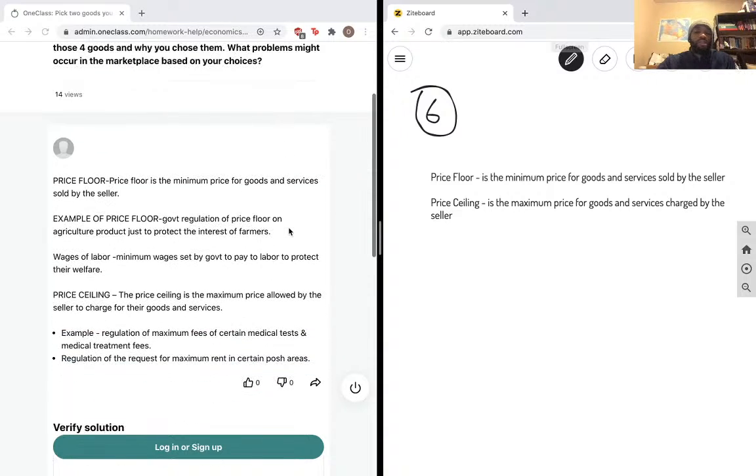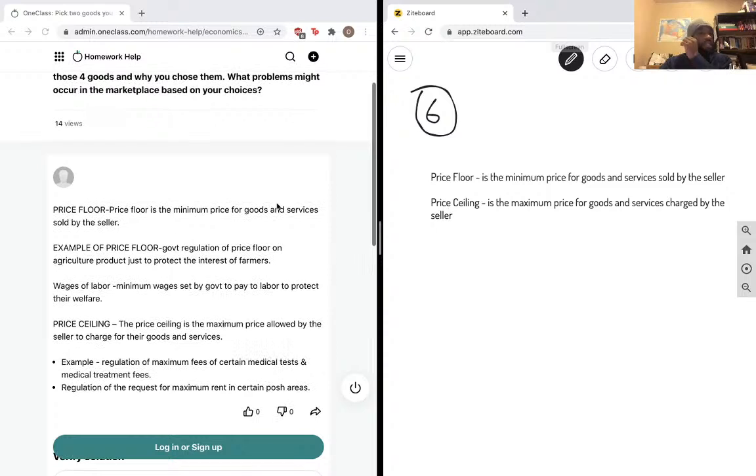And then price ceiling, like we said, is the maximum price for goods and services charged by the seller. And our examples here are regulation of maximum fees of certain medical tests and medical treatment fees, or regulation of maximum rent in certain posh areas. So you could put a price ceiling on rent and a price ceiling on medical tests and medical treatments.